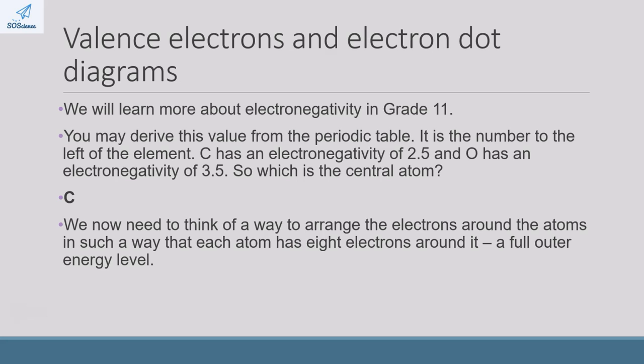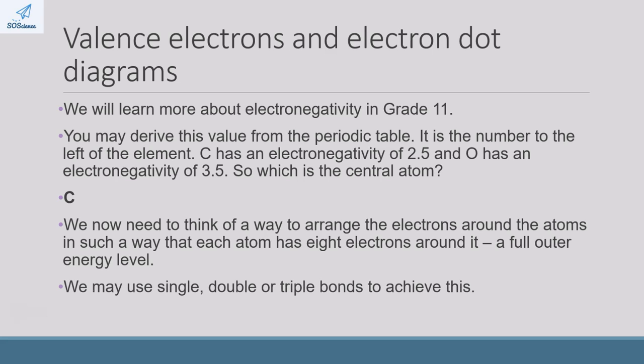Now, it gets quite tricky, especially when hydrogen is not involved. We need to think of a way to arrange the electrons around the atoms in such a way that each atom has 8 valence electrons around it, meaning that it has a full outer energy level. And so far, we've only looked at a single bond, but there is also the existence of a double bond and a triple bond. A single bond means that there is one shared pair of electrons, whereas in a double bond, there are 2 shared pairs, and in a triple bond, there are 3 shared pairs of electrons.